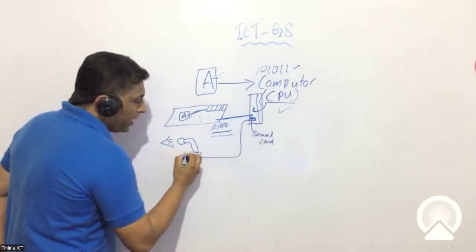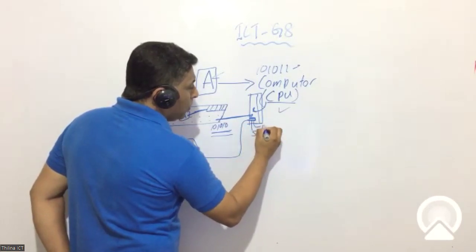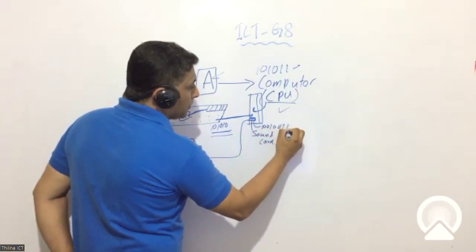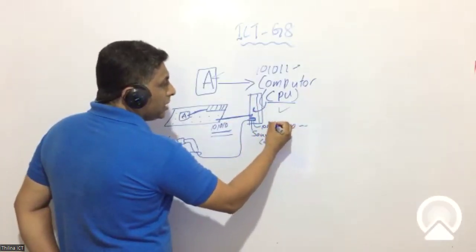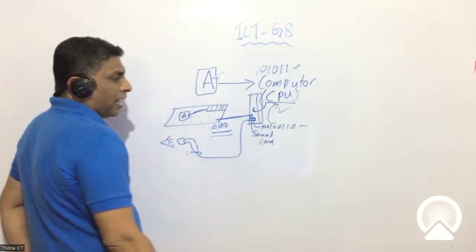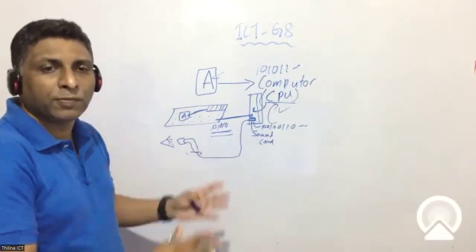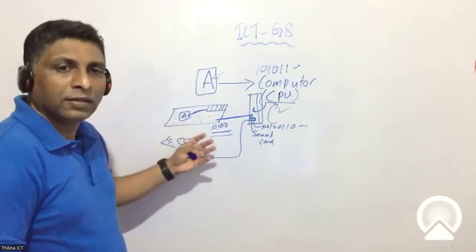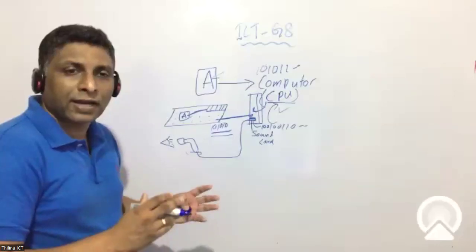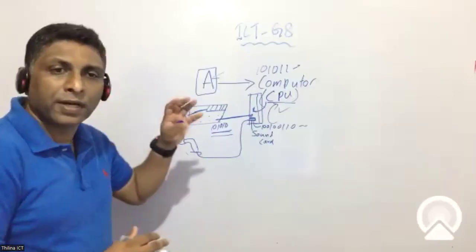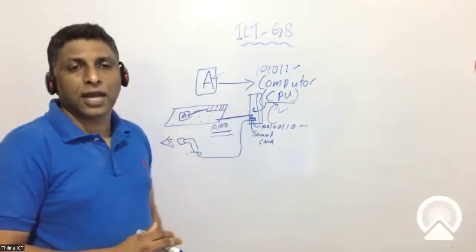So this voice can be converted here to ones and zeros. So it keeps on converting. Then the CPU can understand that language. So this is a very common scenario. If you take any input device, the purpose of that device is to convert that particular input to computer understandable language.